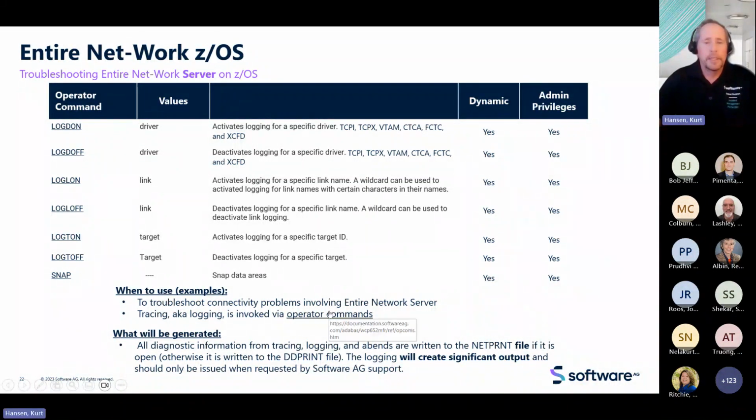Again, it's done via operator commands. On the mainframe on z/OS, it's written to a file called NETPRINT. And instead of going to DD asterisk, if you have it, I would put it in your JCL now, but you might want to point it to a data set. It will create significant output, but you can dynamically turn it on and off. If you don't have the NETPRINT file, it's going to send to DDPRINT, and then that can get a little busy along with all the DDPRINT information that's being written besides this tracing.